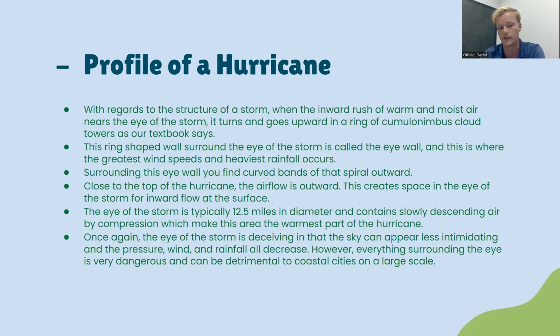So the eye of the storm typically is 12.5 miles in diameter and contains slowly descending air by compression, which makes this area the warmest part of the hurricane. And once again, the eye of the storm is deceiving in that the sky can appear less intimidating, and the pressure, wind, and rainfall all decrease. However, everything surrounding the eye is very dangerous and can be detrimental to coastal cities on a large scale.